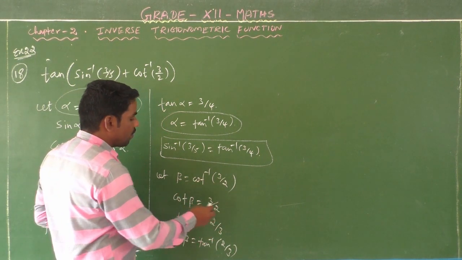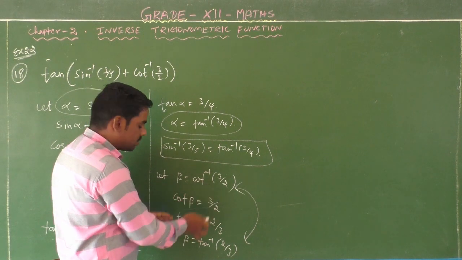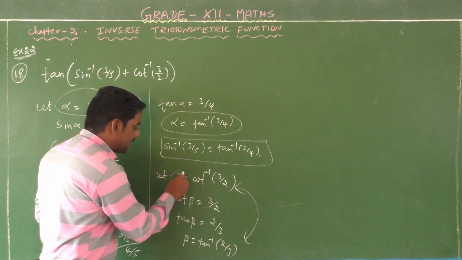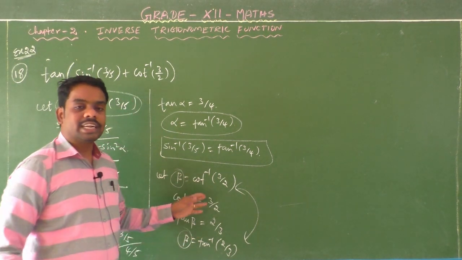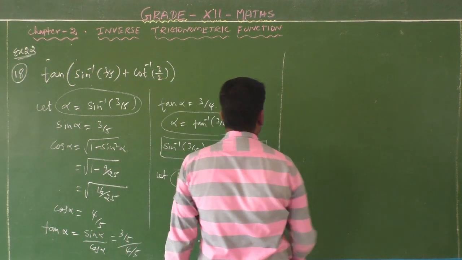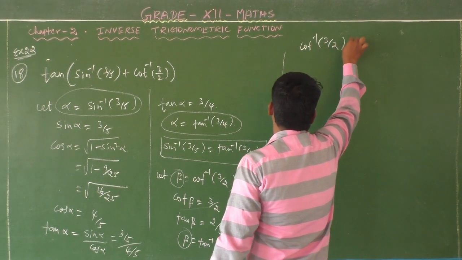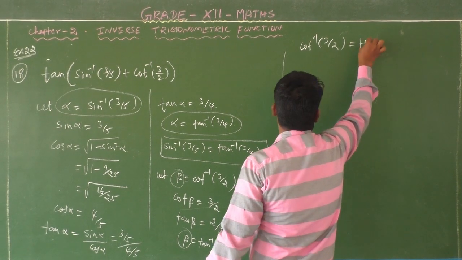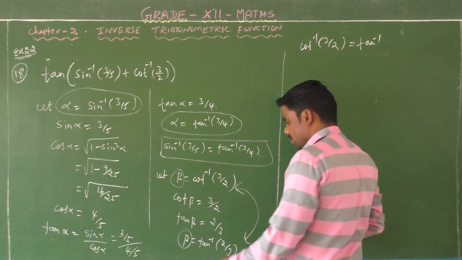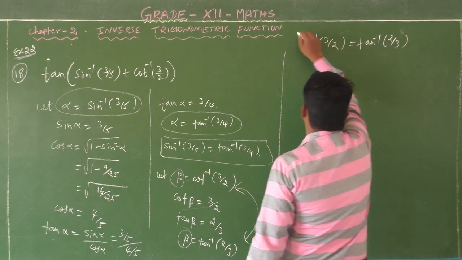Here compare these two values. Beta is equal to cot inverse of 3 by 2, and also beta is equal to tan inverse of 2 by 3. The left hand side is the same, beta, so the right hand side is also equal. So cot inverse of 3 by 2 is equal to tan inverse of 2 by 3.